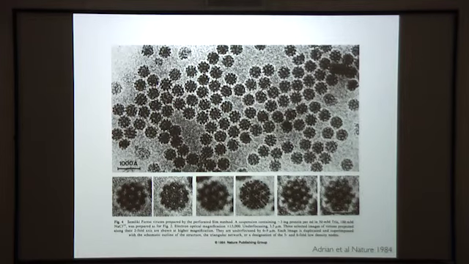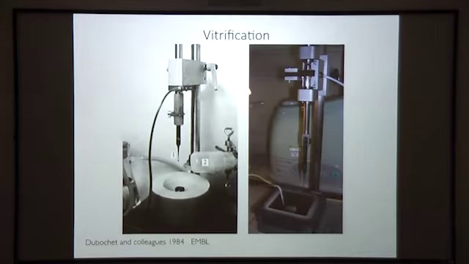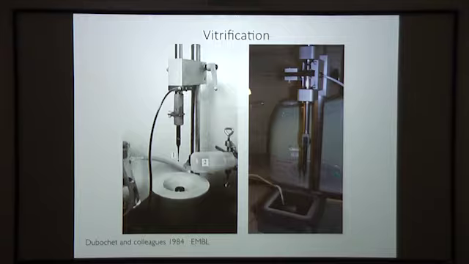Now, the methods by which these grids are prepared are essentially unchanged. Richard showed a similar slide on Monday. This is one of the original manual vitrification plungers, and this is one that we use today at LMB. There has been some new work in vitrification that I'll come back to at the end of my talk, but the methods are essentially unchanged.